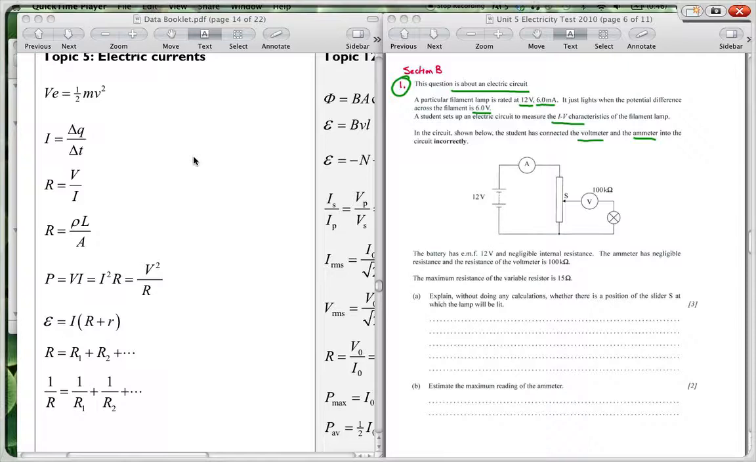The battery has an EMF of 12 volts and negligible internal resistance. The ammeter has negligible resistance and the resistance of the voltmeter is 100 kilo ohms. The maximum resistance of the variable resistor is 15 ohms. So all of that information you have been provided. So the first question is explain, without doing any calculations, whether there is a position of the slider S in which the lamp will be lit.